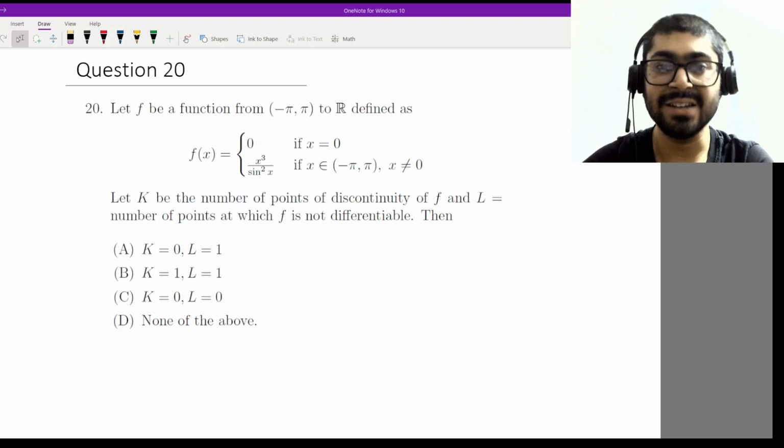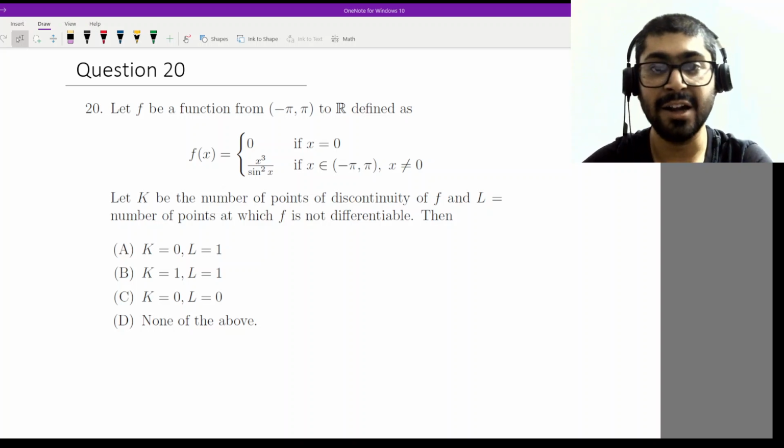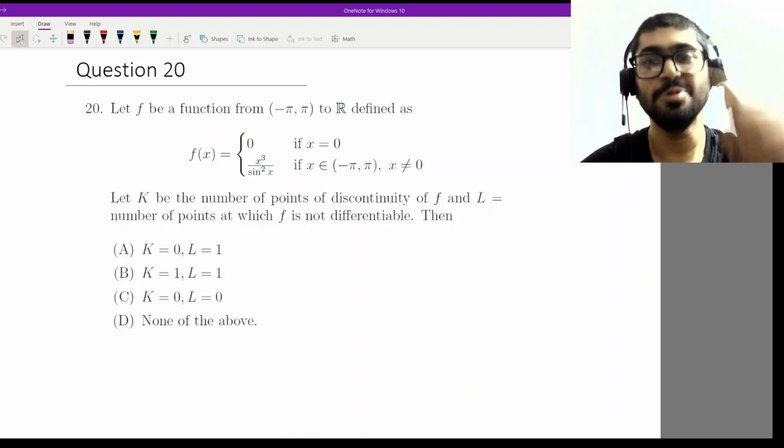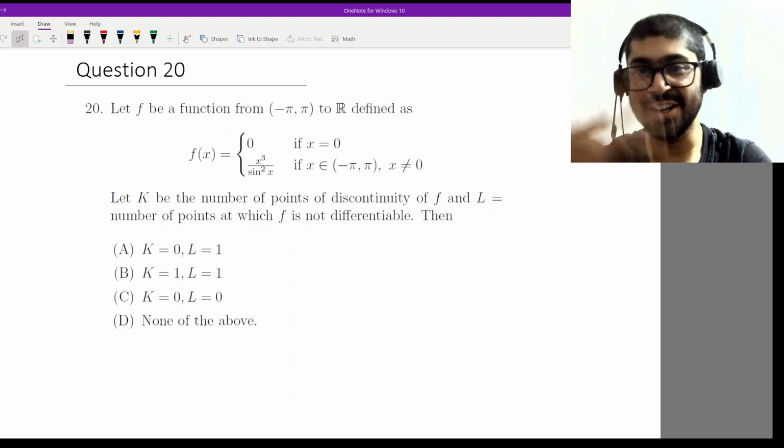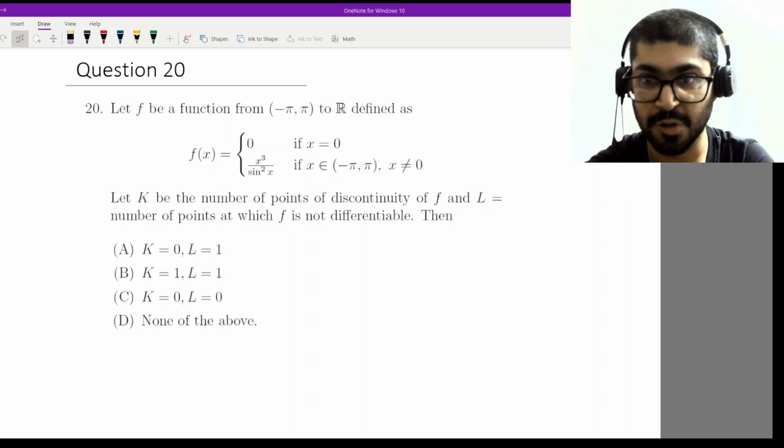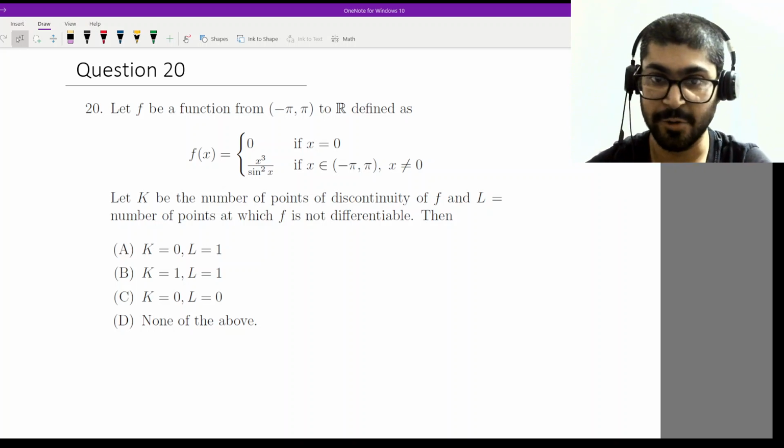Alright, so what is the answer that they want? They want the number of points of discontinuity and non-differentiability. Usually we want the number of points where it's continuous and differentiable, but here it's the reverse. So please look through the wording of the question before you start working on it.